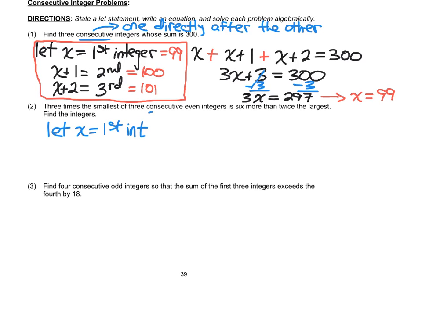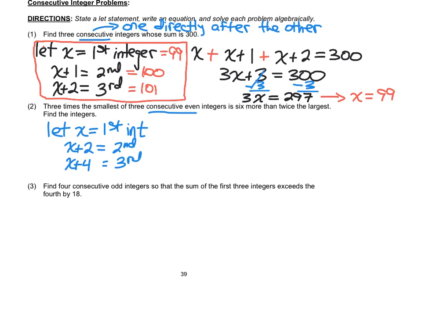Now it's consecutive even integers. So let's say, for example, I'm starting at the number 2. How do I get to the next higher consecutive even integer? Plus 2. So that's my second. Now there's three of them. So how do I get to the next one? Plus 4 in total from the original value.